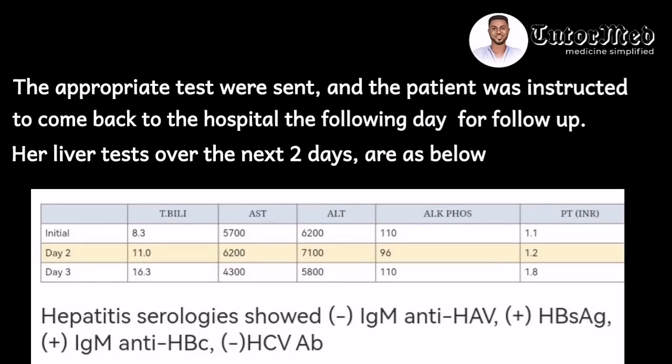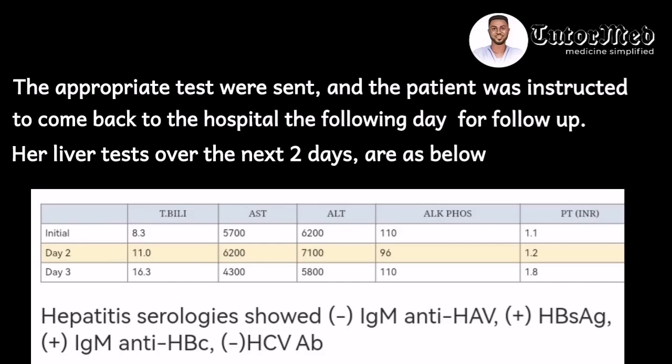Her initial INR of 1.1 was borderline normal, but by day 2, the total bilirubin, the AST, ALT, and again the INR progressively increased, and by day 3, the hepatocellular enzymes reduced, but the INR kept on deranging, and the bilirubin, as seen, was also increasing. The viral serologies showed that she had an acute hepatitis B infection, which is most likely sexually transmitted from her steady boyfriend.